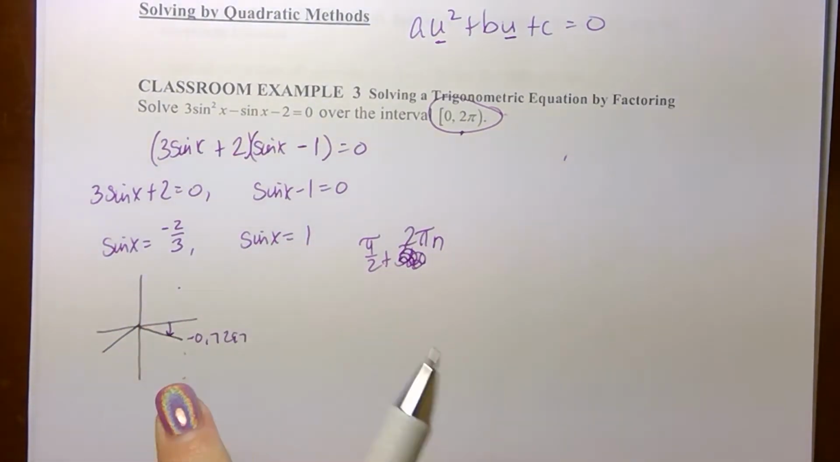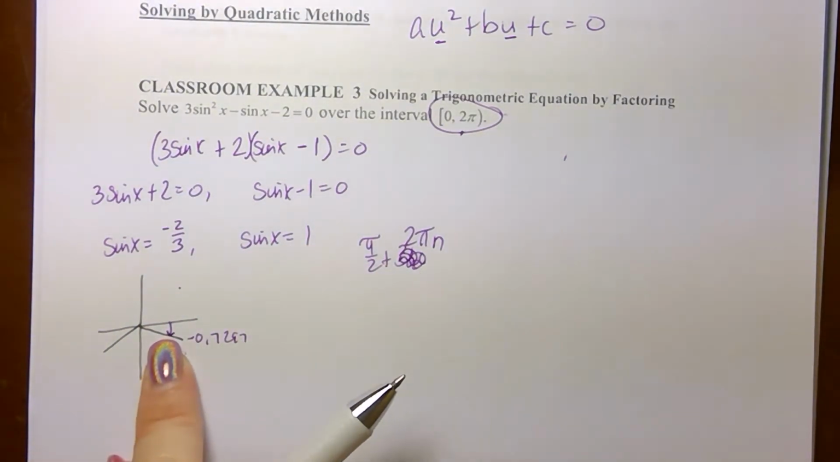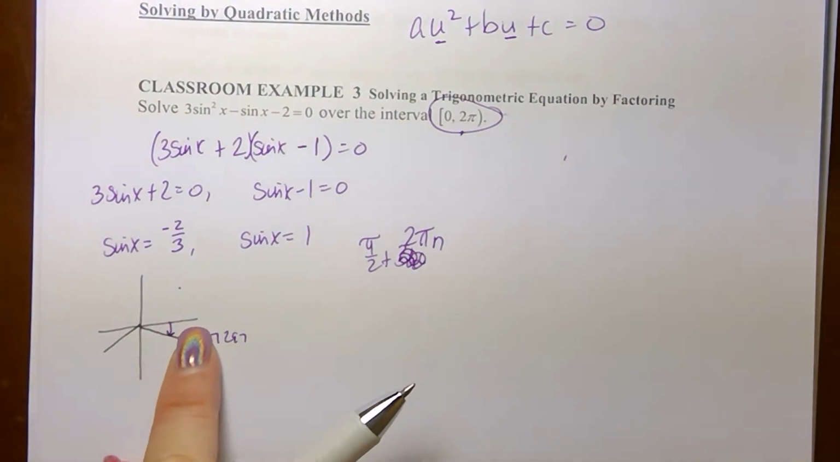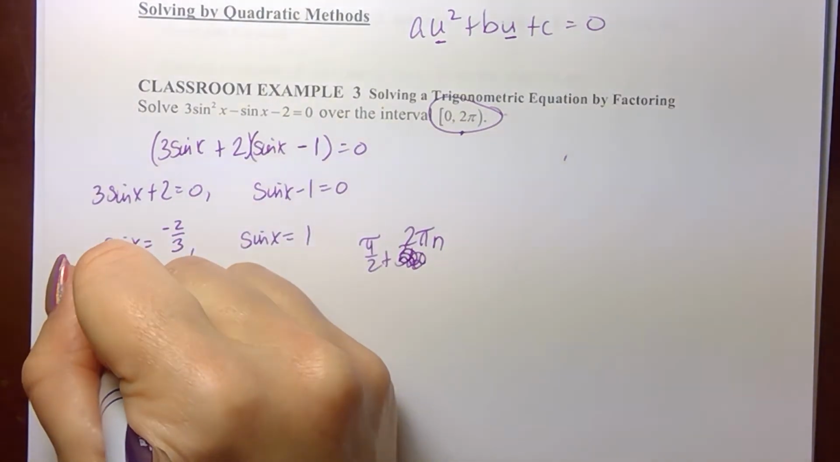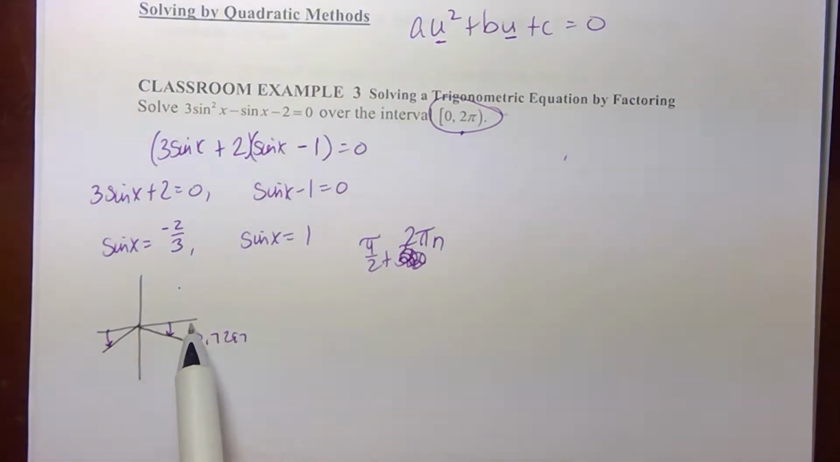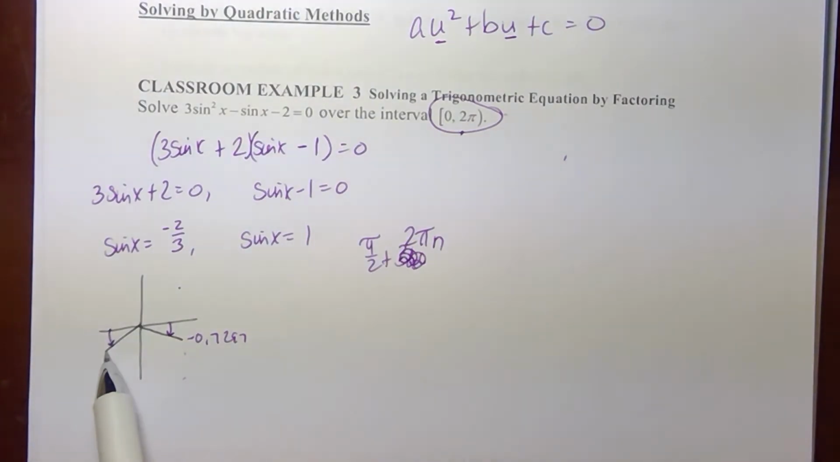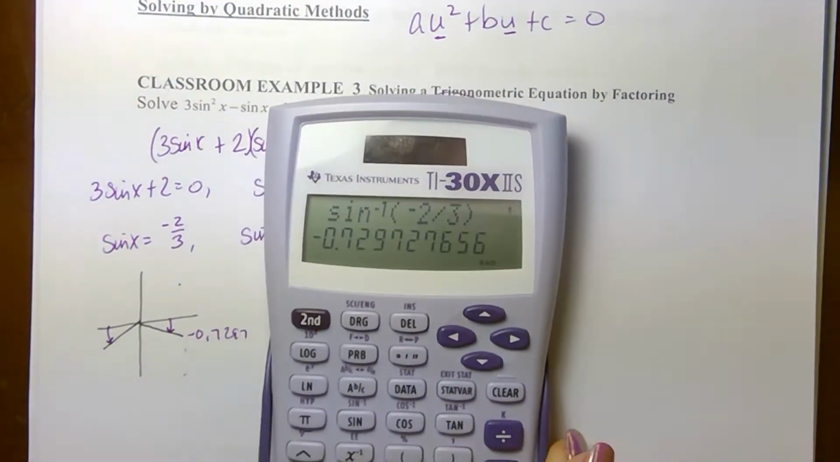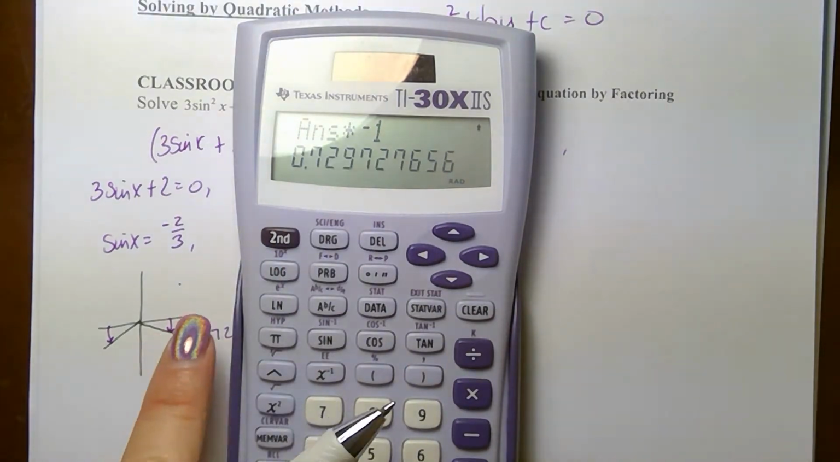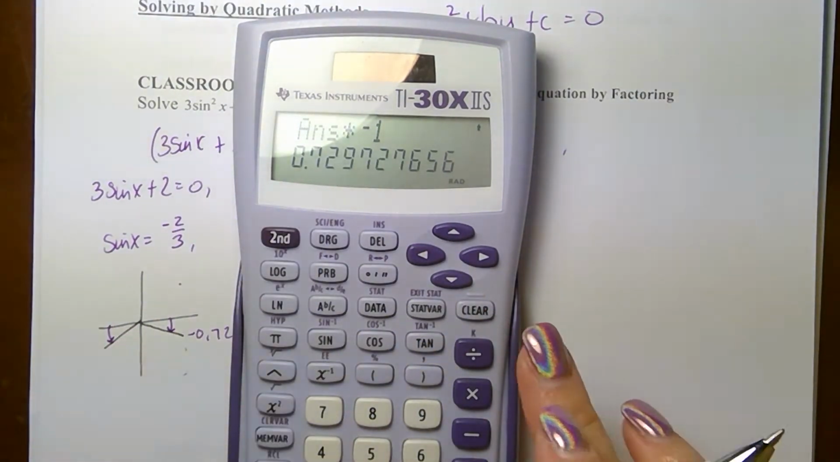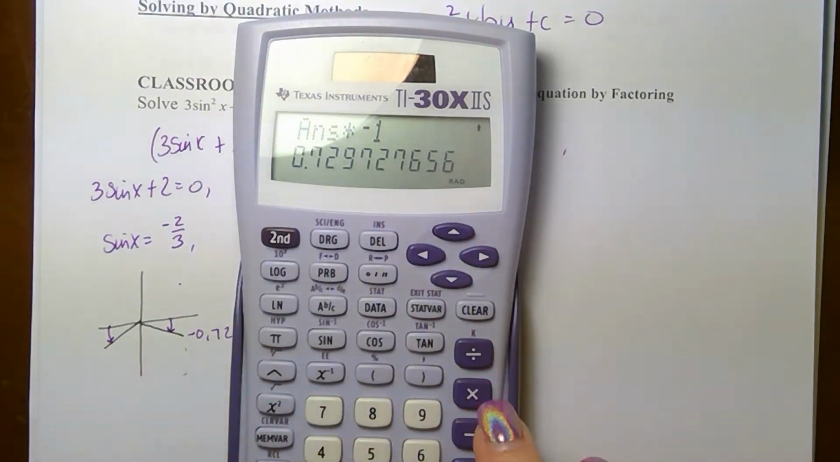That's how far I am away from my reference on the x-axis, which is 0.7297. So what is this value going to be over here? Well, this is pi, and then I have to go this much further. So I'm going to multiply that by negative 1 to get a positive value, because I need to add that to pi.